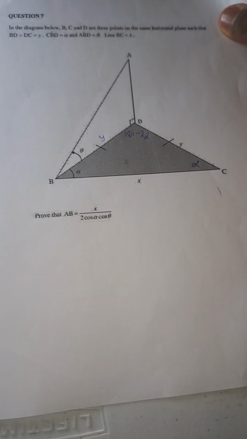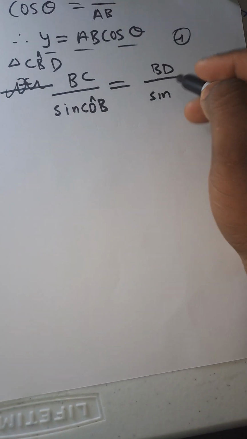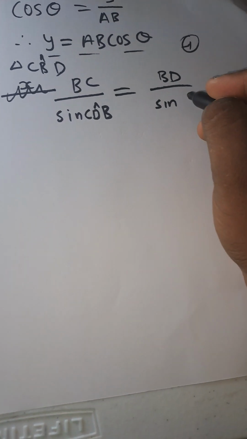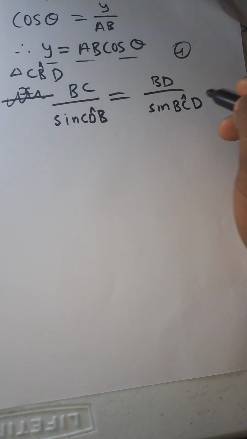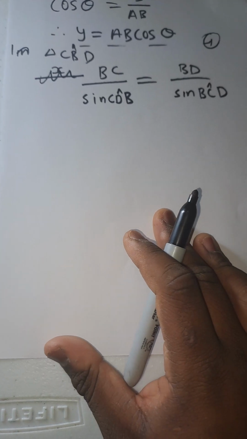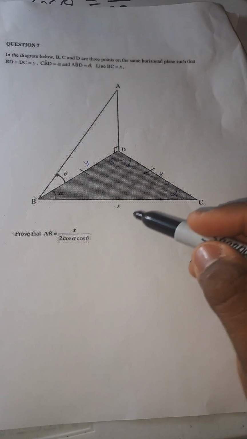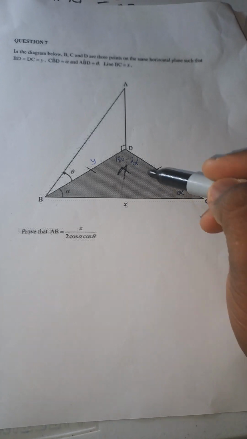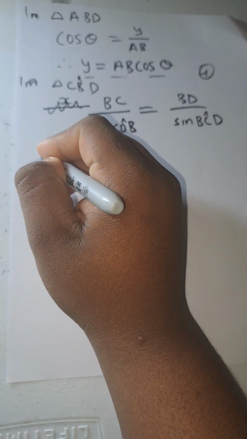BD over sine C. Is it fine now? So BD over sine, let me be specific again: angle C in triangle BCD. Now let me substitute. What do I have as BC? I have X. What is the angle opposite to X? It is 180 minus 2 alpha, because this is the angle opposite to BC there. So it is X over sine.